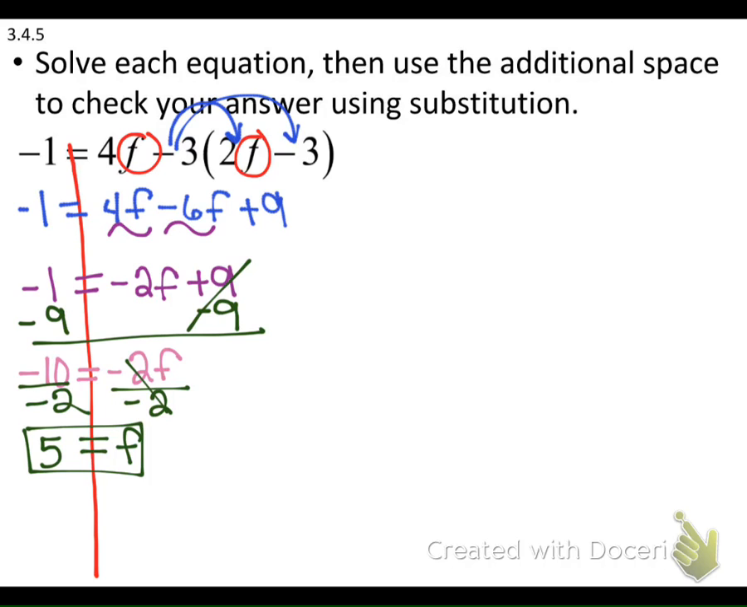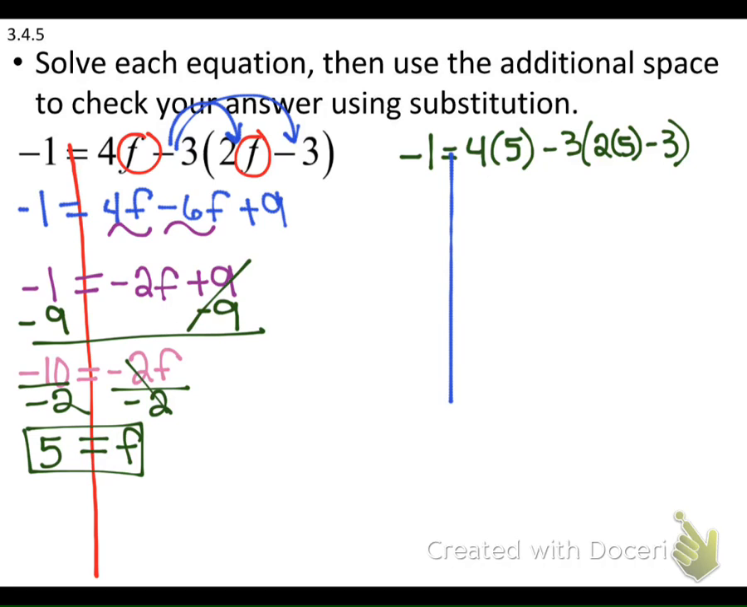Now, the second part of the opener is using substitution to check your answer. So now, every time I see the variable f, I'm going to substitute the number 5. So I'll have negative 1 equals 4 times 5 minus 3, parentheses, 2 times 5 minus 3, end parentheses. I'm going to go ahead and draw my line of equality. I like to do that just to help my work stay a little more organized. I'm going to bring down my negative 1 on my left side, and then start solving the expression on my right side.